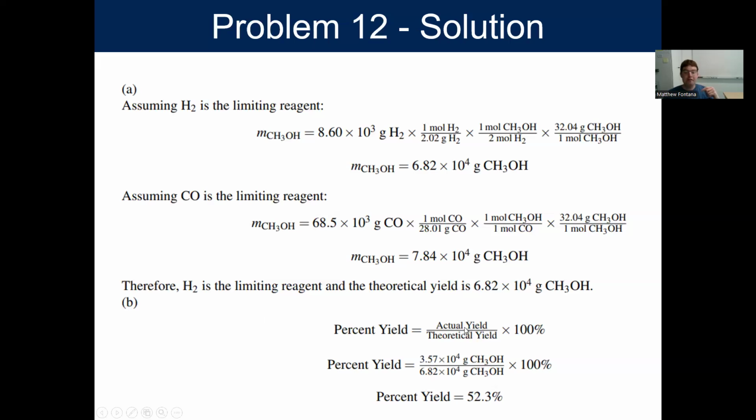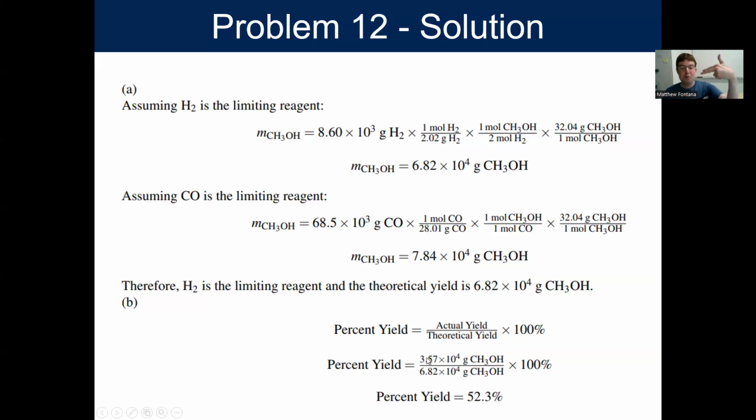And then the theoretical yield is what you get by your stoichiometry calculation. So we know that if the chemistry were to go perfectly, we would only be able to get 6.82 times 10 to the 4 grams of methanol. That's what the chemistry says that we should get. And so that's what we call your theoretical yield. That's assuming the chemistry goes perfectly. There's nothing that goes wrong. We have 100% efficiency and everything. And so that is what we call our theoretical yield.